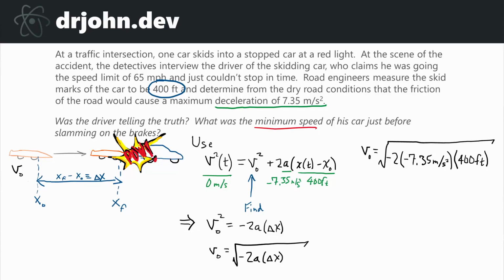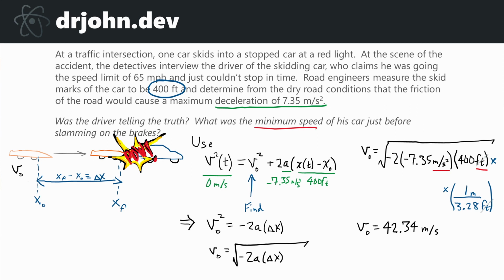And one final item of housekeeping. We also need to convert the 400 feet into meters so that it can be correctly multiplied to the acceleration in units of meters per second squared. So, after all of the dust settles, this brings the car's minimum initial velocity v0 to 42.34 meters per second.